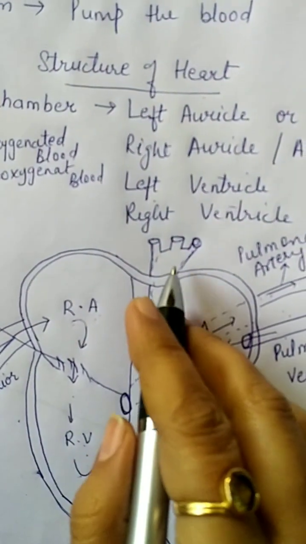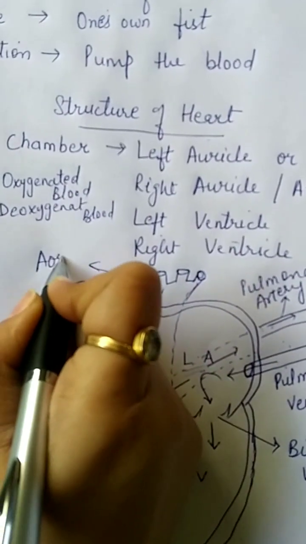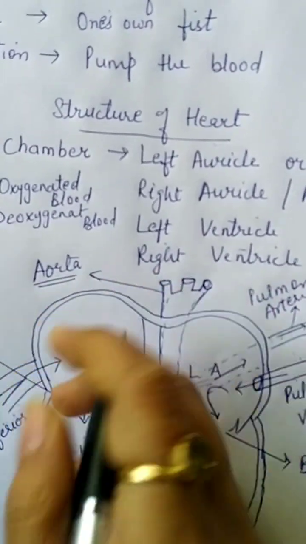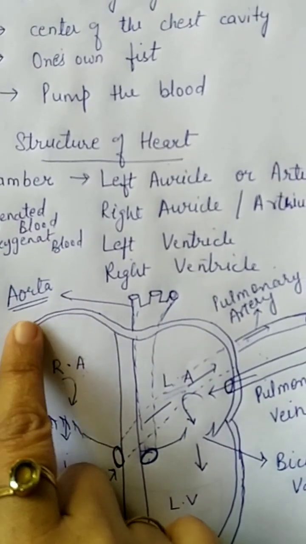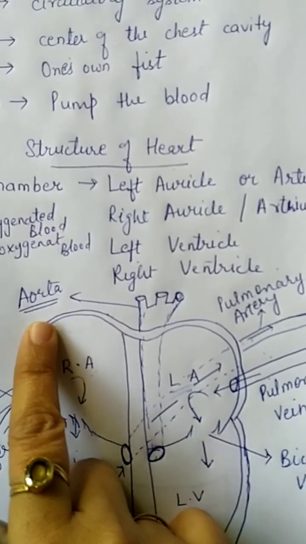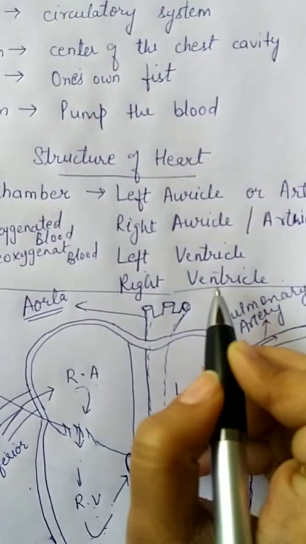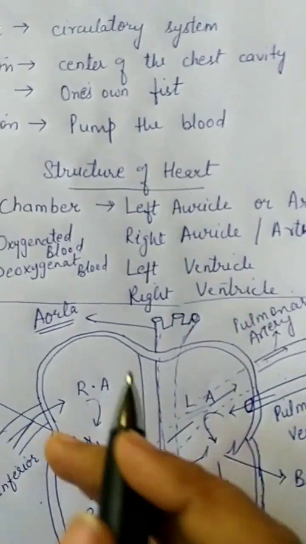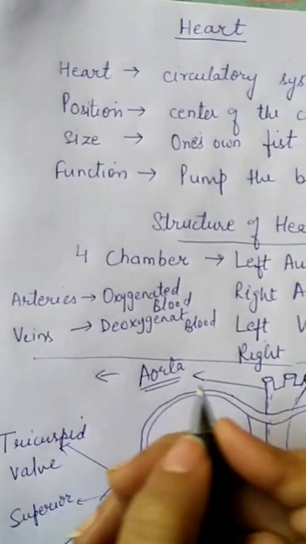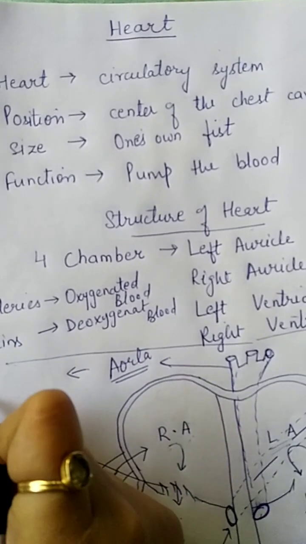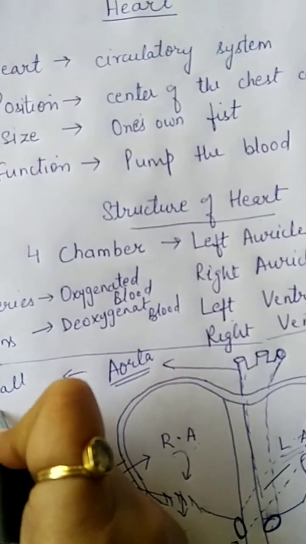Okay, so this is called the aorta. A-O-R-T-A, aorta. The aorta is the largest artery in the body. From the aorta, the oxygenated blood flows or passes to all parts of the body.